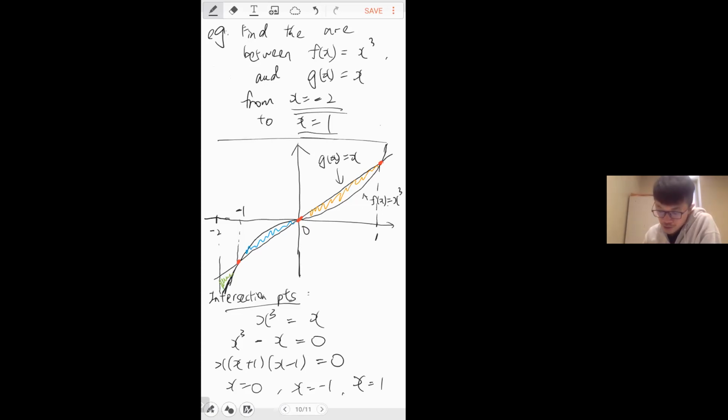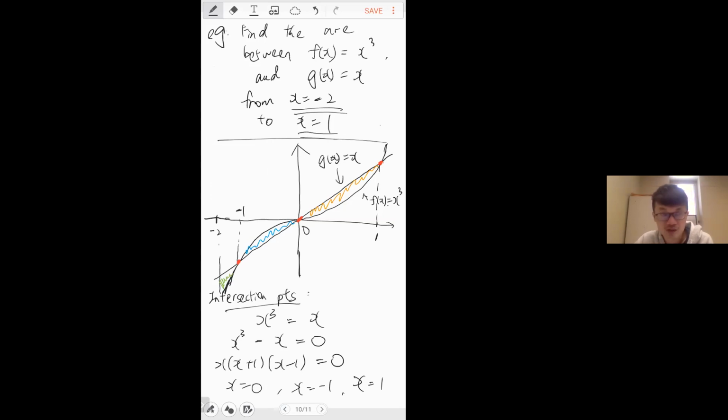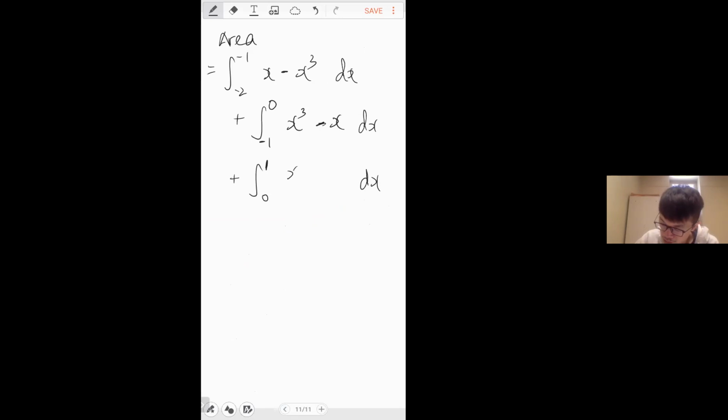From -1 to 0, the blue region, which one minus which one? Yep, the other way around. So you do x cubed minus x for the second. And finally, for the last, you do g of x minus f of x, because g of x is on top. So again, x minus x cubed. Does it make sense?